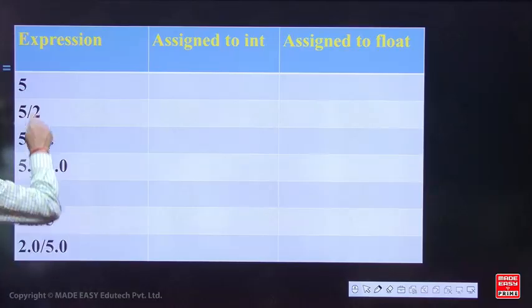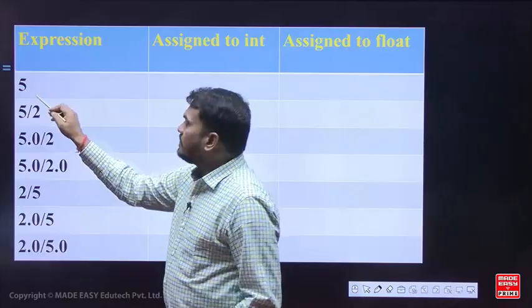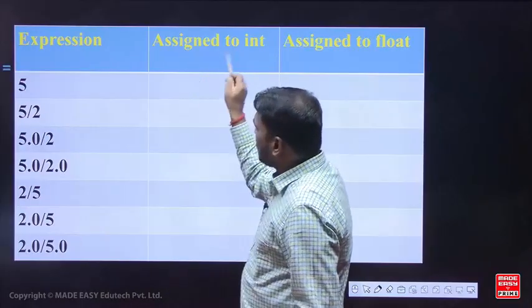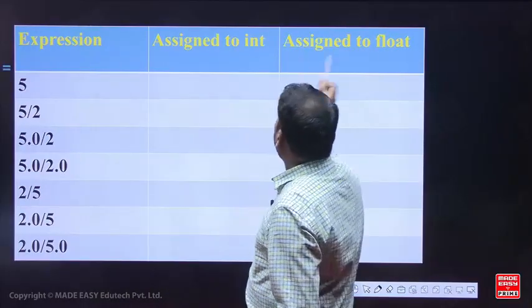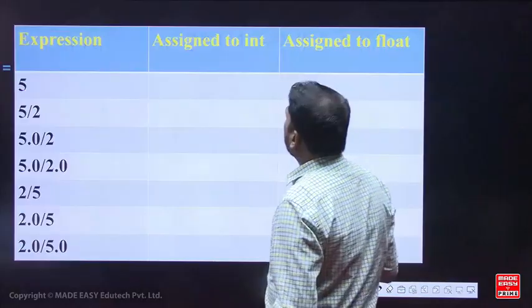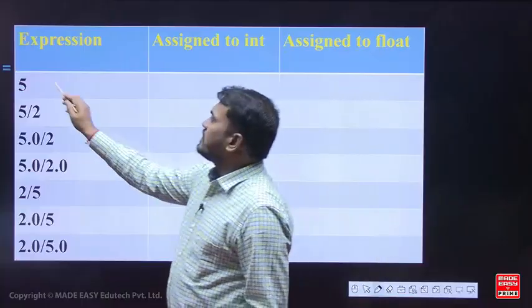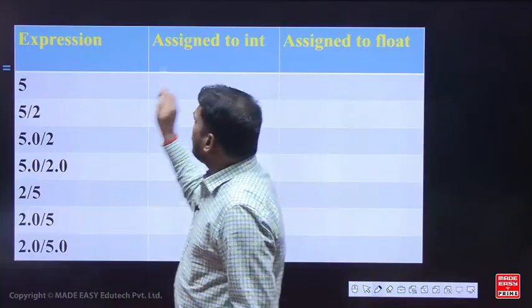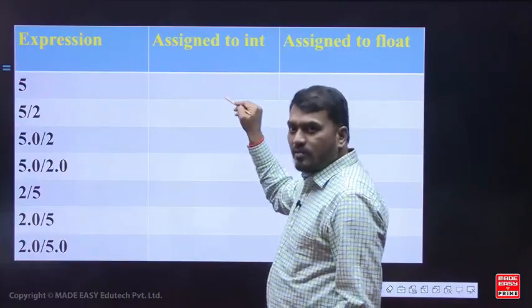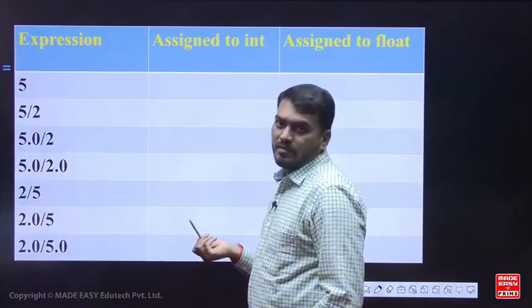Understand here. If I assign this 5 to an integer and print, what will be printed? If I assign it to a float and print, what will be printed? So that is my requirement. Is this clear? Right? Whatever expression you have, if I assign it to an integer variable and print, what will be printed, and if I assign it to a float variable and print, what will be printed?